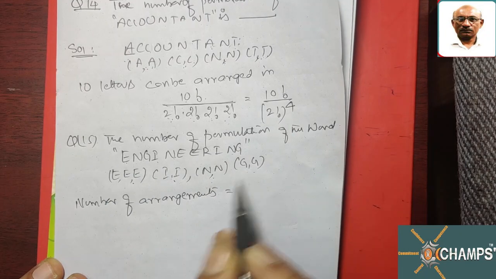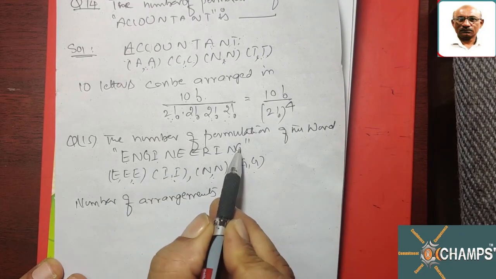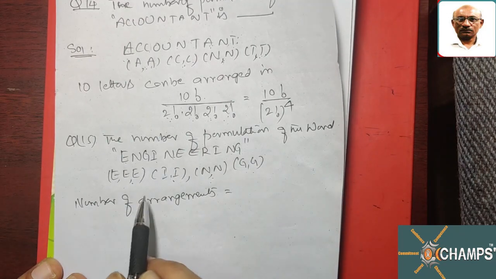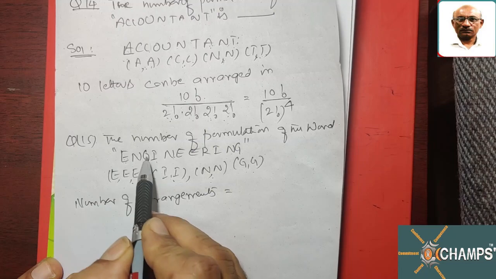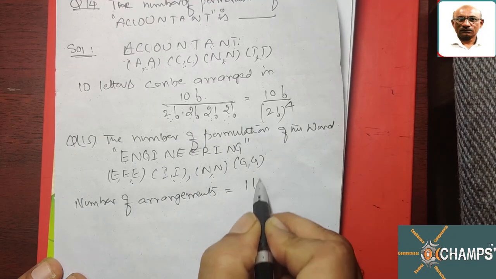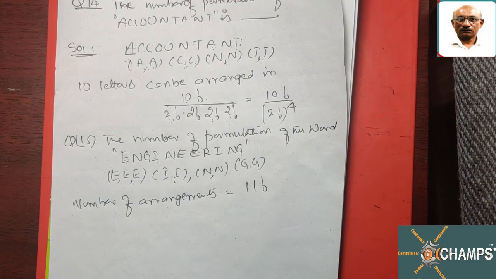How to think here, sir? If they are distinct letters, then how can I arrange? Simply I'll count how many letters are there. 1, 2, 3, 4, 5, 6, 7, 8, 9, 10, 11. So 11 factorial. If the letters are distinct, 11 distinct letters can be arranged in 11 factorial ways.